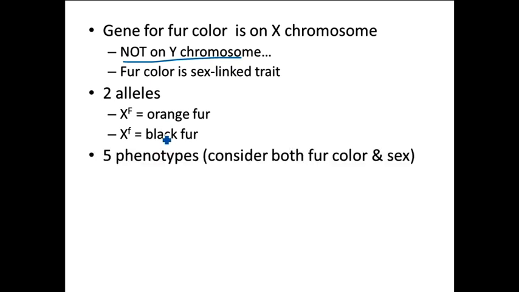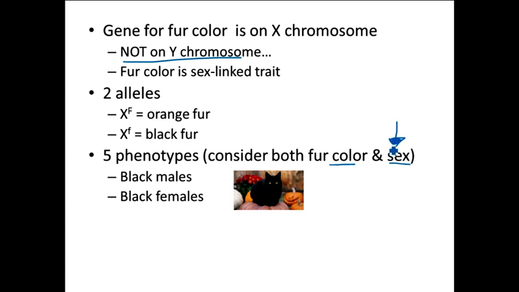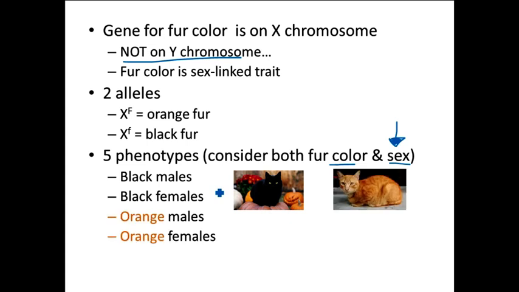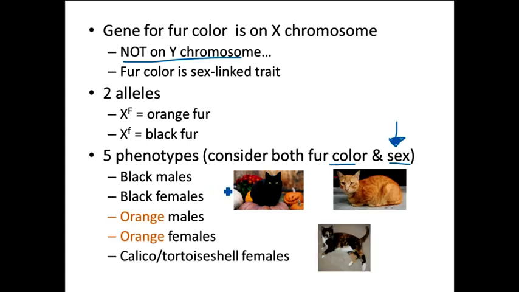There are actually five phenotypes for fur color when we consider both the color of the fur and the sex of the cat. This matters because we're talking about a sex-linked trait, right? When we're talking about sex-linked traits, we end up talking about what happens for males versus females. So there can be both black males and black females, there can be orange males and orange females, and then there can be only calico or tortoiseshell females.